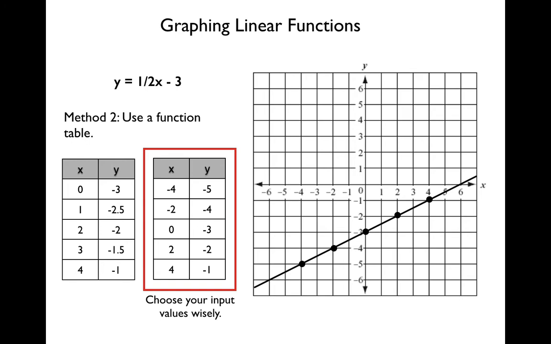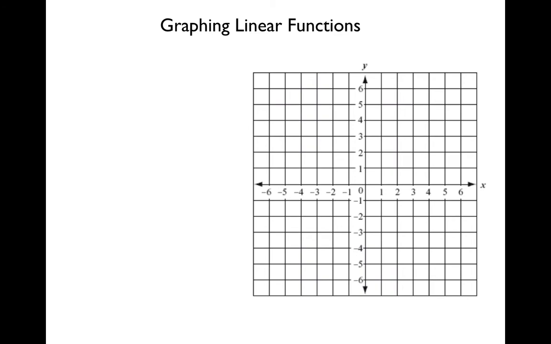All right, so those are our two methods: method 1 is to use the slope and y-intercept, and method 2 is to use a function table. Now get out your worksheet, and find the front where we're going to graph the function y equals negative 4/5 x plus 2. All right, let's use method 1 using the slope and y-intercept to graph this line. Pause the video and attempt this on your own, and then we'll walk through it. Pause the video now.